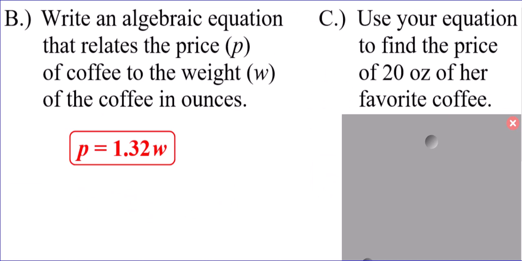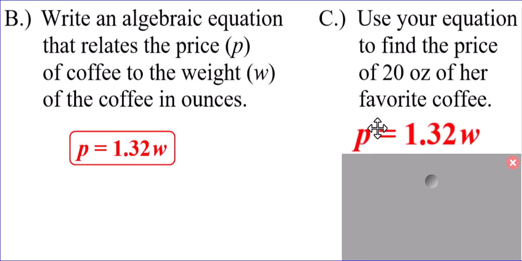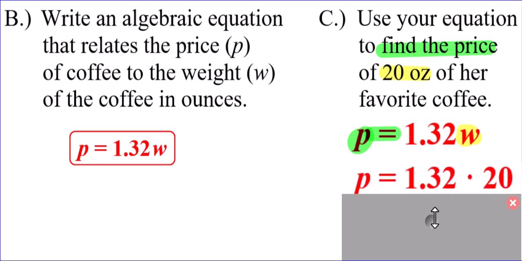All right, part C, use your equation. If you messed up your variables in part B, I hope you already erased it and fixed it. And that's going to affect your first step in part C because we use our equation. What are we trying to find this time? We're trying to find the price. Well, that means our unknown variable this time is P. And the 20 ounces is the weight. So did you put 20 ounces for the weight in for the W?